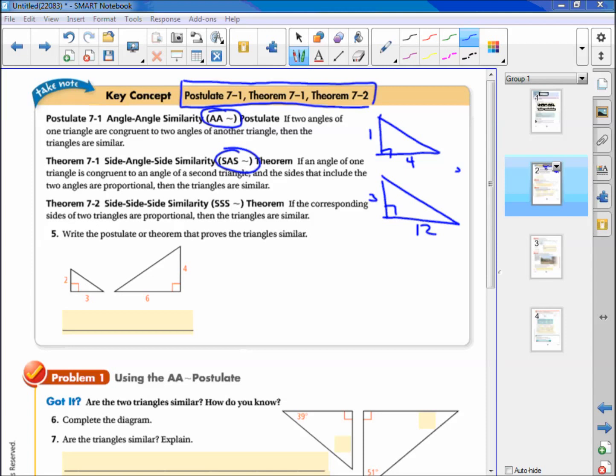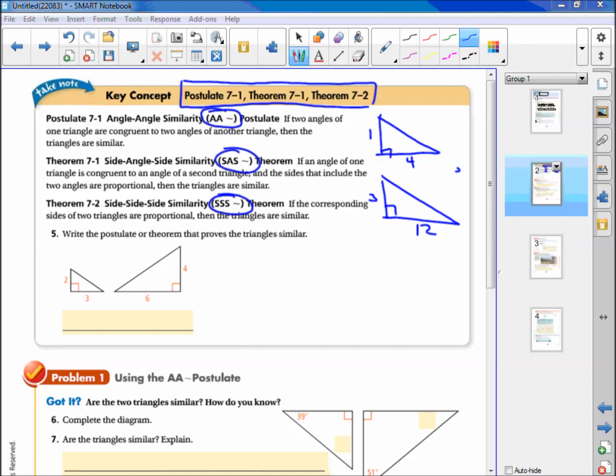And then lastly, we could just look at all the sides. So if all of the sides are proportional, so the small divided by the small and the big divided by the big and the medium divided by the medium all make the same number, then we could say that the 2 triangles are similar also.